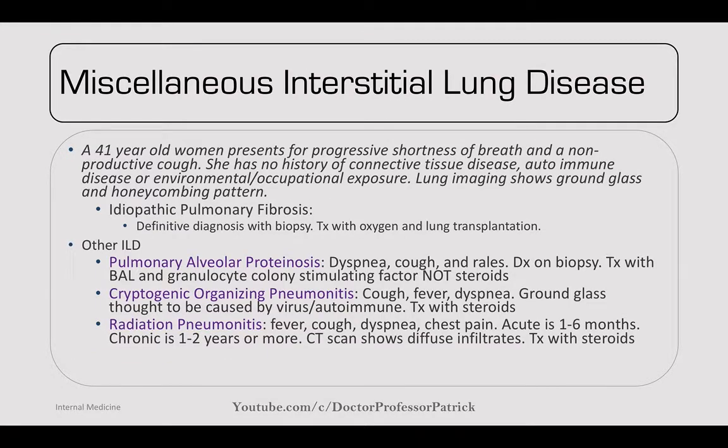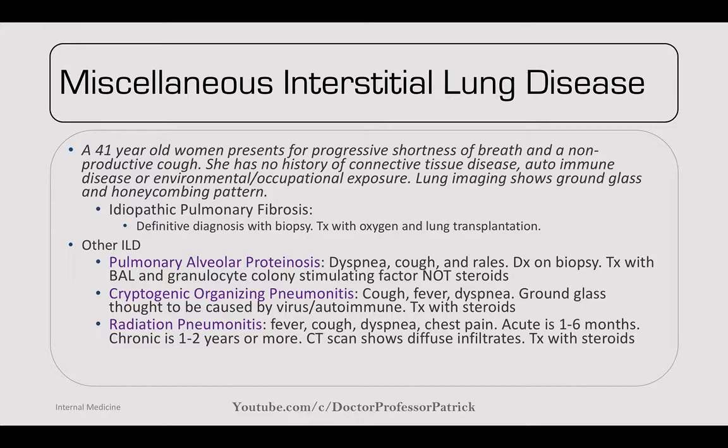So some miscellaneous interstitial lung diseases. We've got a 41-year-old woman who presents with progressive shortness of breath and non-productive cough. She's got no history of connective tissue disease, autoimmune disease, or environmental and occupational exposures. Lung imaging shows a ground glass and honeycombing pattern. This is common for idiopathic pulmonary fibrosis. You need a definitive diagnosis with biopsy, and you treat with oxygen and eventual lung transplantation.